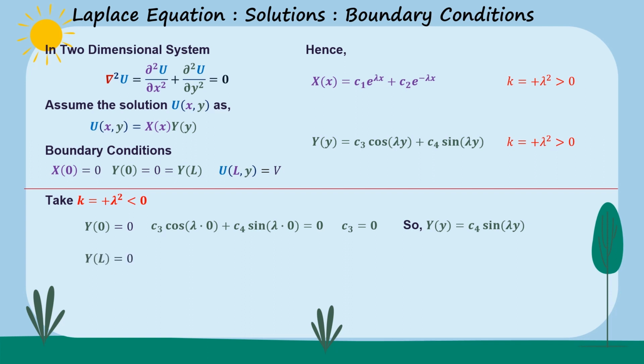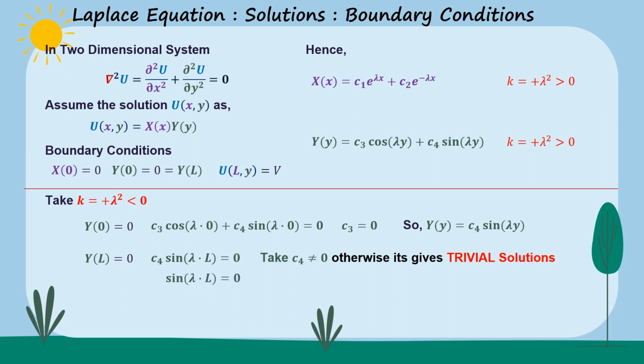If I apply y(L) equal to 0, it gives me that y(L) is equal to C4 sin lambda L equal to 0, which implies that sin lambda L is equal to 0. Why? Because if I take C4 equal to 0, it's the same problem of triviality: C3 0, C4 0, y 0, that's it. So to get a non-trivial solution, we assume C4 is not equal to 0 and hence sin lambda L equal to 0.